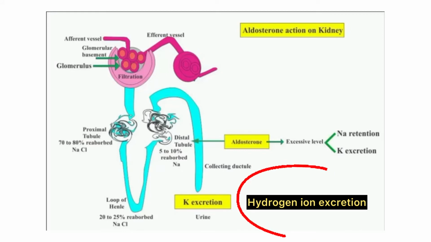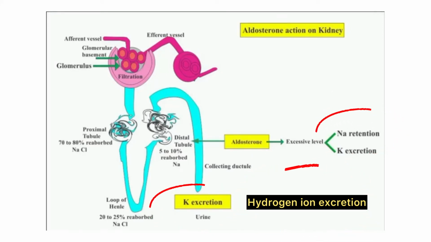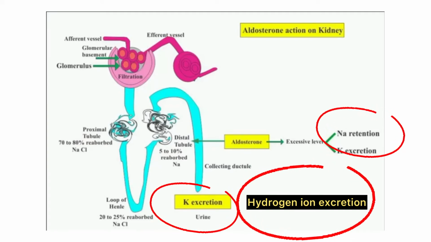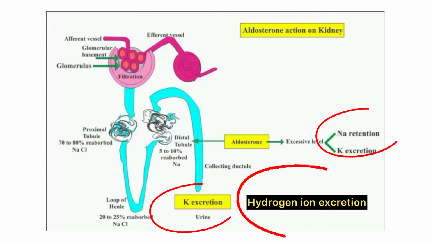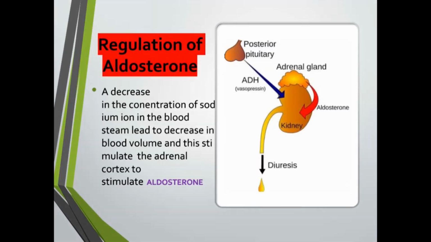kidney. Now to summarize, as shown in this slide, the three main actions of aldosterone on the kidneys are sodium retention, potassium excretion, and hydrogen excretion. Oh, that's a lot of things. Rightly said. Let's move on. Everyone and everything in this world needs regulation. So let us talk about the regulation of aldosterone.